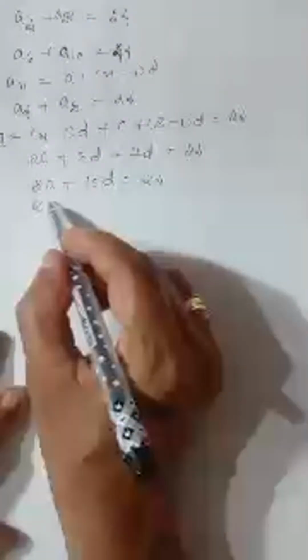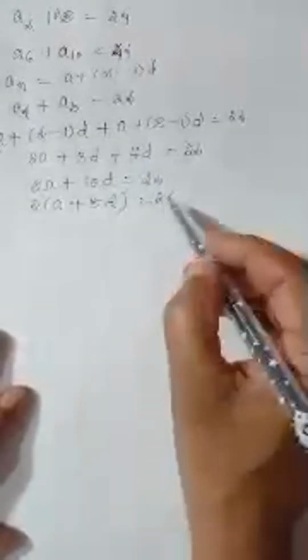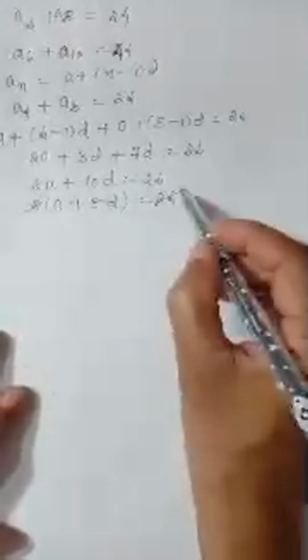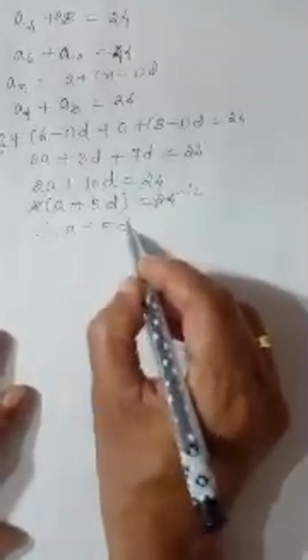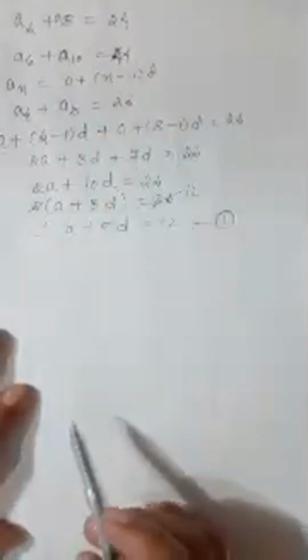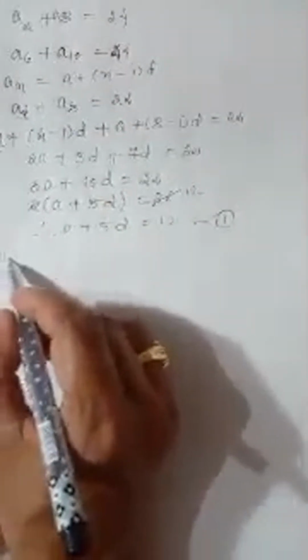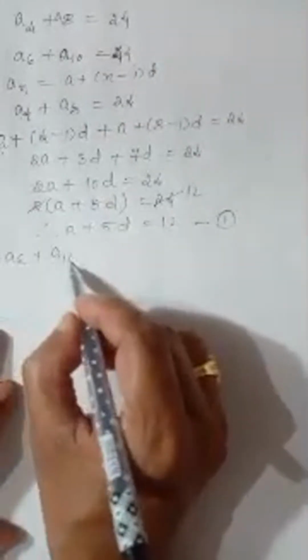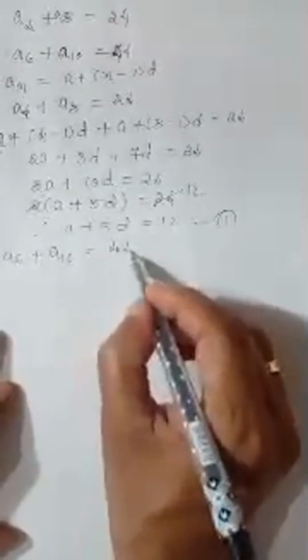Here 2 can be factorized, 2 outside the bracket, a plus 5d is equal to 12. Here 24 is divisible by 2, 2 ones are 2, 2 twelves are 24. Therefore, we are getting the equation a plus 5d is equal to 12. Take this as equation 1. After that, I am going to take a6 plus a10 is equal to 44.